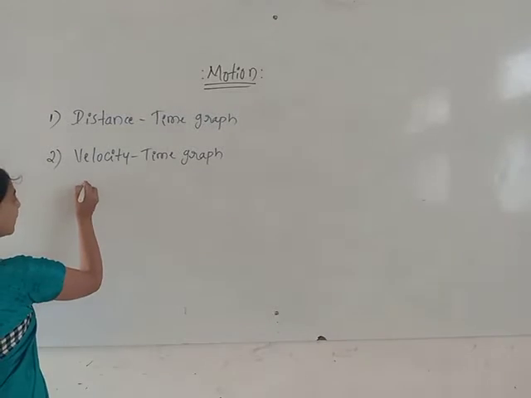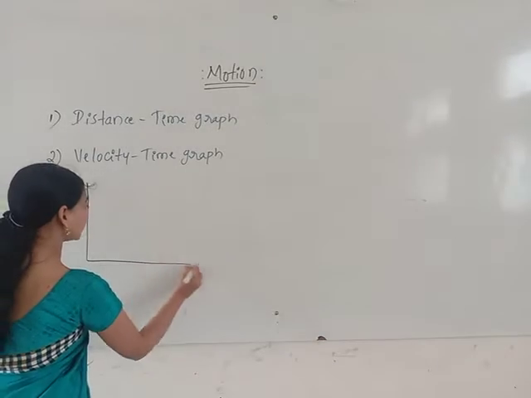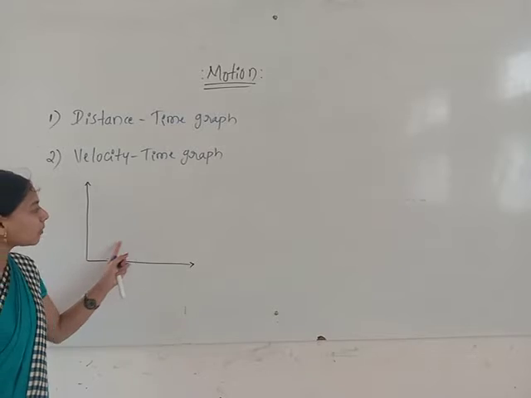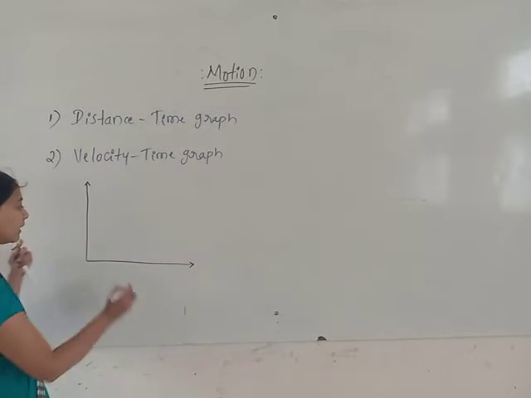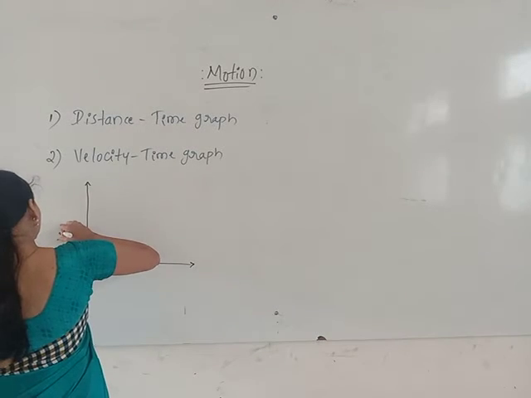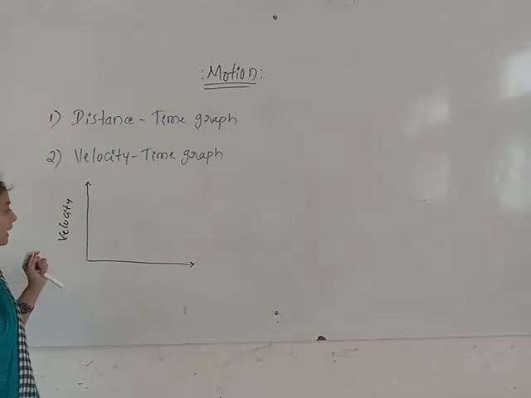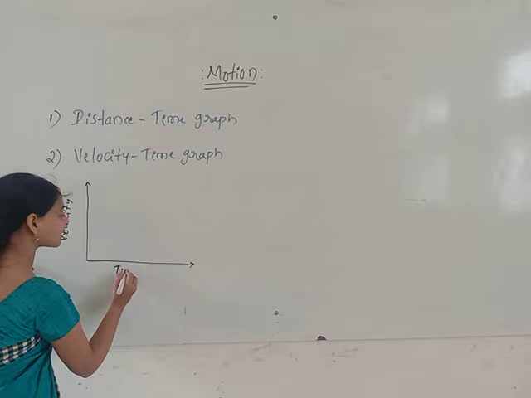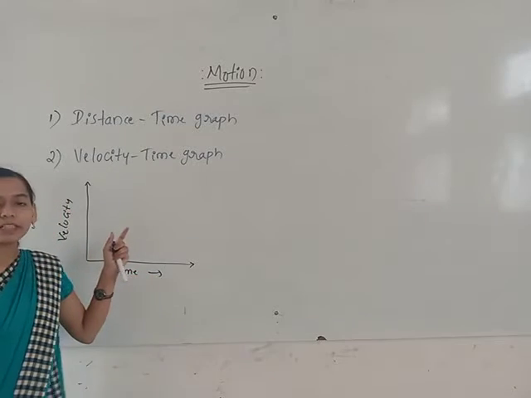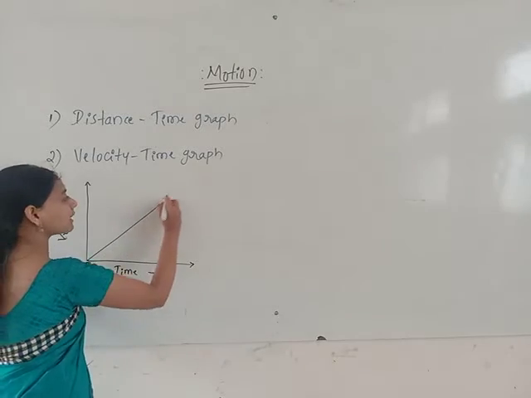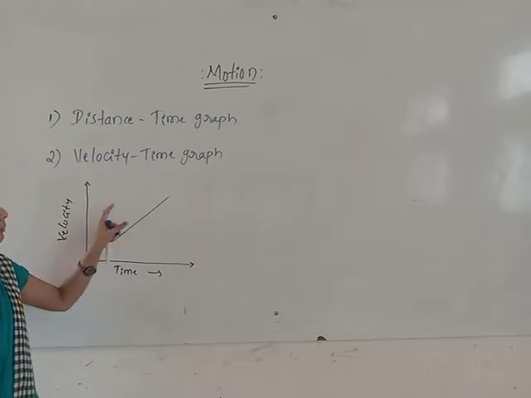Here also we discussed two types of graphs again. Whenever there is a uniform acceleration, here we can take the velocity on the y-axis and time on the x-axis. So whenever there is a uniform acceleration, the graph is a straight line only.